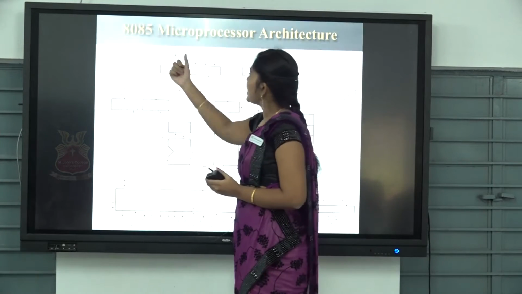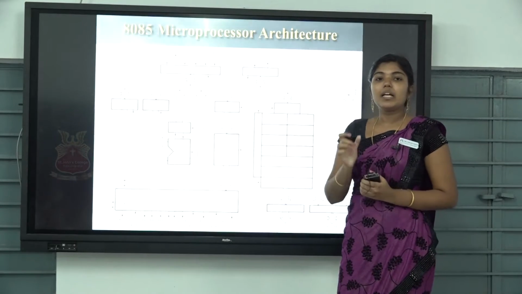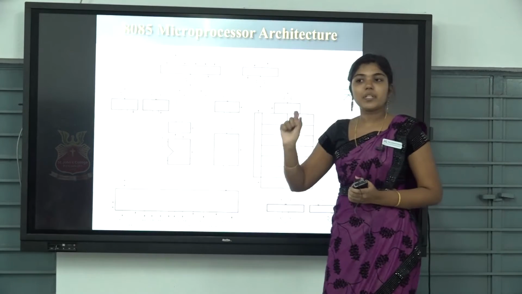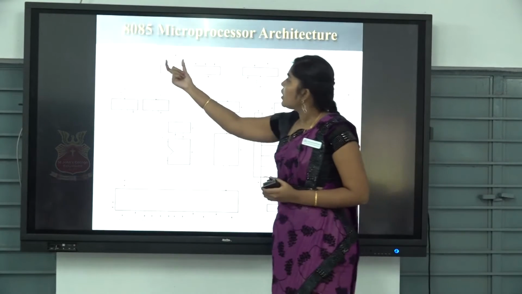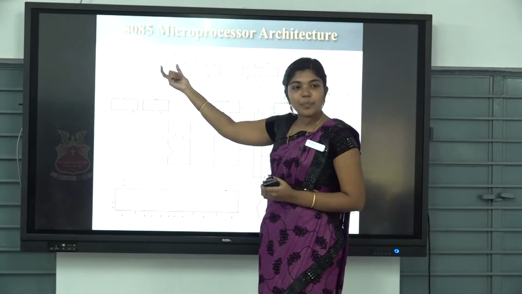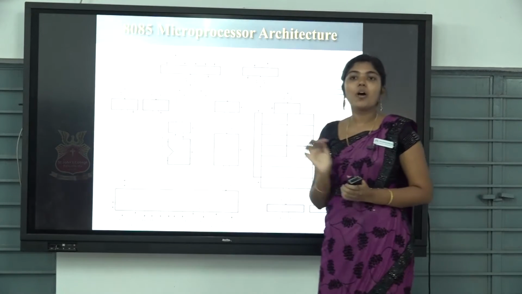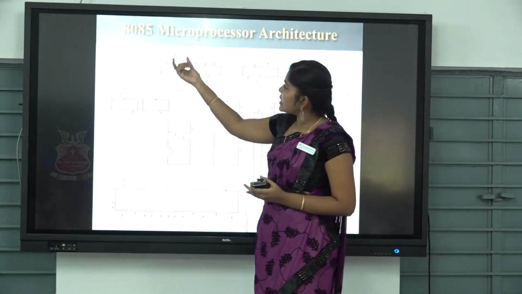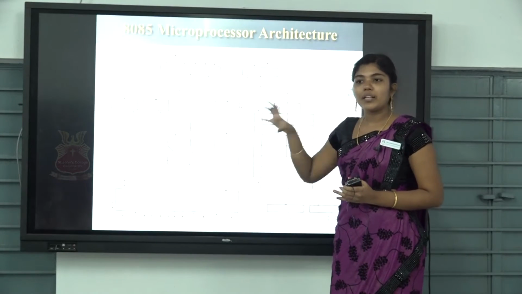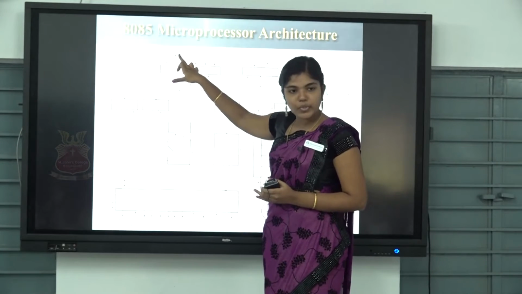The first one is INTR. INTR is nothing but interrupt request. It is used as a general purpose interrupt. Next one is INTA. INTA is an output signal. INTA means interrupt acknowledge. It is used to acknowledge the interrupt signal.